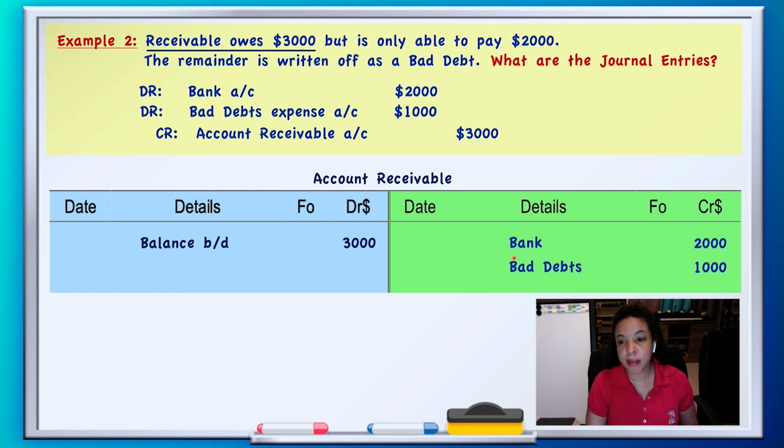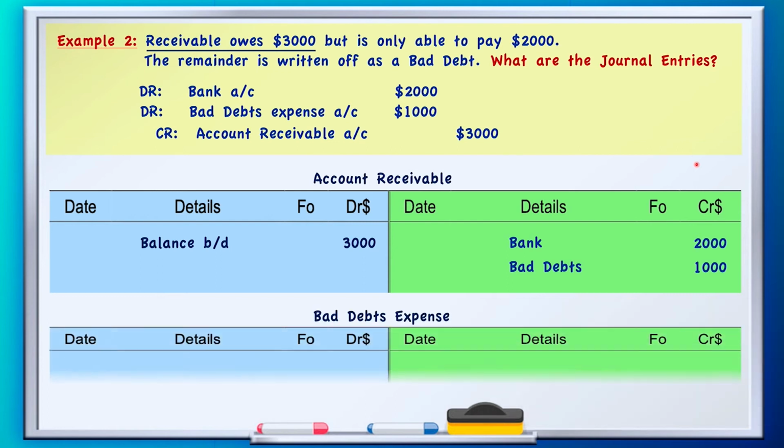He paid us some and he had the rest written off. How much did he pay us? $2,000. How much was written off? $1,000. If you want, you go back here and you read it and you would notice that it is the same information, same meaning. We just interpreted it in accounting language. Okay, so that is for the accounts receivable.